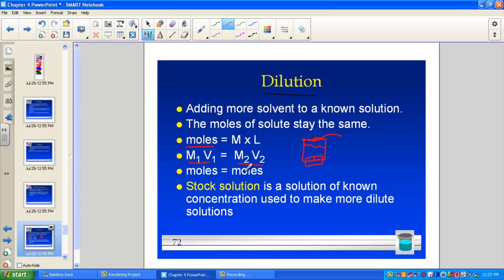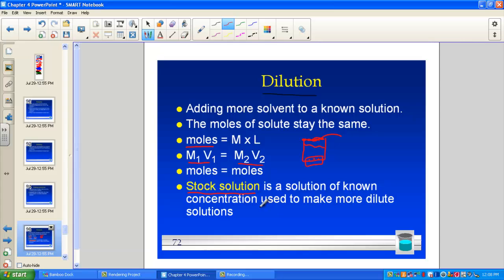So mole equals mole, MV equals MV, will be our formula for calculating how concentrated a solution is, how dilute a solution is, and how much water we would need to add to create a desired concentration. Another term that I will be using is called a stock solution. It's a solution of known concentration. It's typically what's sitting on your shelf in the chemical stock room. We use this to make a more dilute solution.